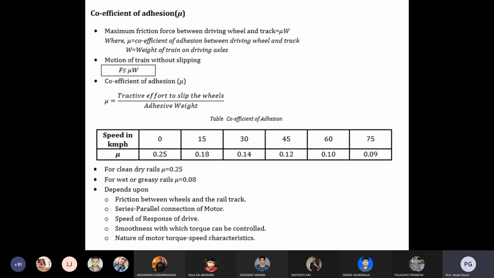Coefficient of adhesion, what are the important coefficients? First, you can say that the maximum friction force between the driving wheel and the track is important. So the first problem is how energy efficient you can make it, and how you plan that. When mu equal to what? Mu equal to the coefficient of adhesion between the driving wheel and the track. So the adhesion force between the driving wheel and the track, that is your mu.